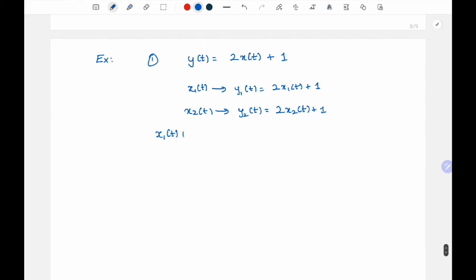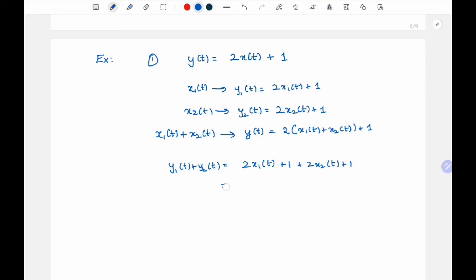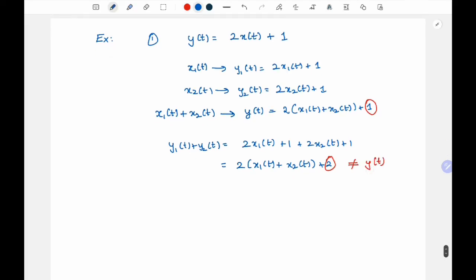And now we send in the sum, x1 of t plus x2 of t. It will give some y of t. And what will be the output y of t? It will be 2 into x1 of t plus x2 of t plus 1. But what is y1 of t plus y2 of t? It is nothing but 2x1 of t plus 1 plus 2x2 of t plus 1, which is nothing but 2 into x1 of t plus x2 of t plus 2. So if you see here, it is plus 1 and here it is plus 2. So they are not equal to y of t. Hence, they are not linear.